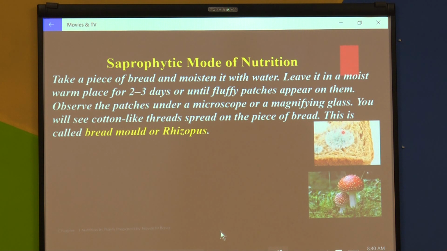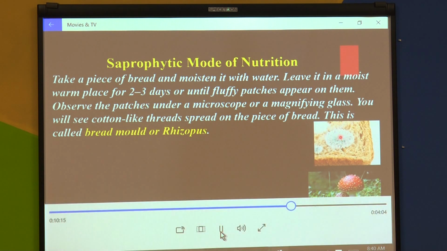You will see cotton-like threads spread on the piece of bread. This is called bread mold or Rhizopus. So why does this occur on that bread? What you can see is that bread mold or Rhizopus. Because of this, the bread is not eatable, so we cannot eat that bread.